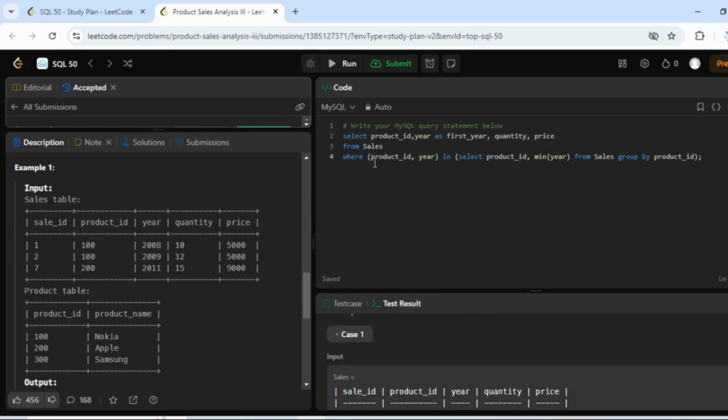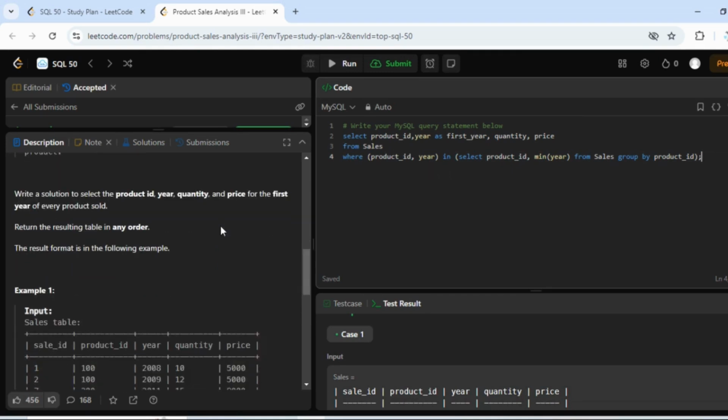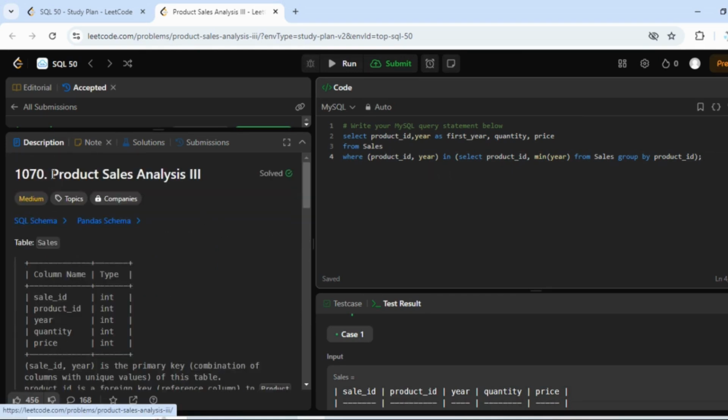First we create this subquery. We determine the small table of product ID and year, which determines the minimum of the years depending upon the product ID, and on top of it I find the other two columns, quantity and price, based on this. This is how I have approached it. So that's all for question number 1070, product sales analysis 3.